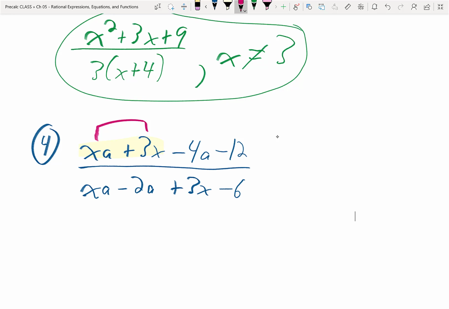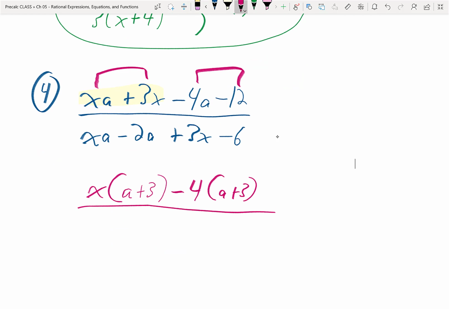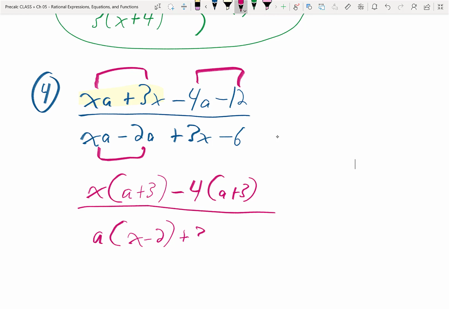So look at what the first two have. If I pull the x out, I get an a plus 3. What about these two? Even better. Negative 4, giving you an a plus 3 over. If I keep the denominator exactly how it is, I can pull out an a and get an x minus 2, plus a 3, which also gives me x minus 2.